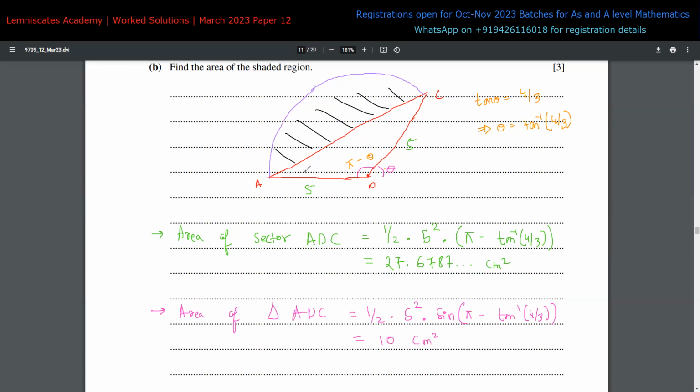And as I told you, to get this shaded region, we need to do the whole sector minus the triangle. So area of shaded region will be equal to, if I take away 10 from this particular value, I'll be left with 17.7 centimeters squared, correct to 3 significant figures. So that's your answer to question 8, part B.